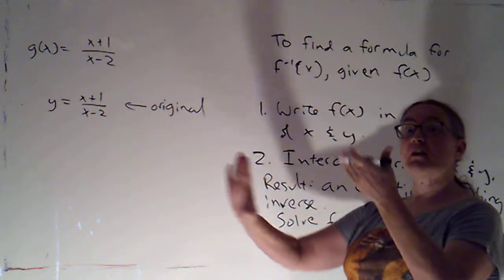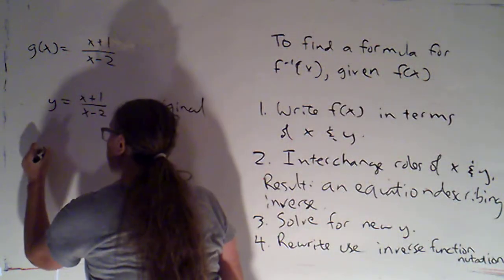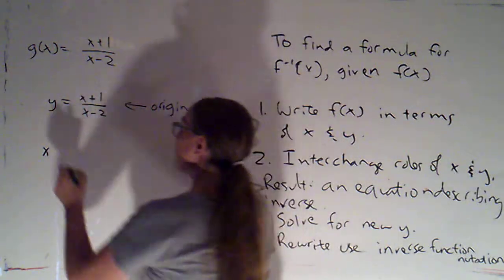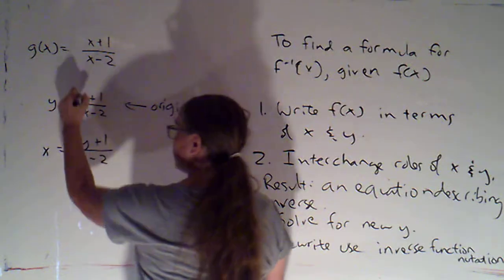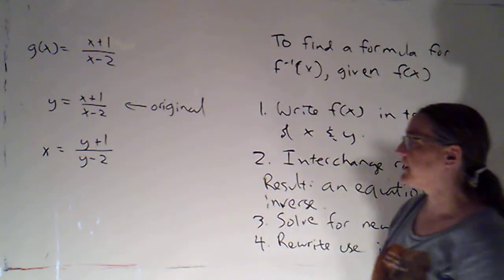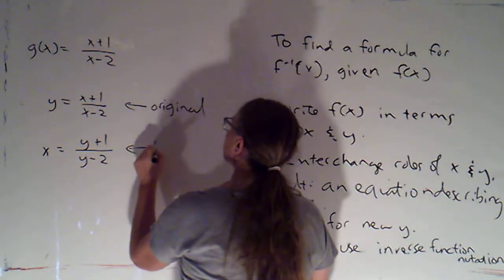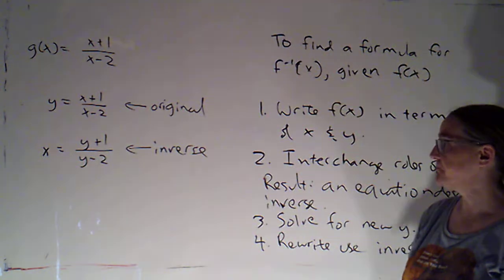Now I'm going to switch the roles of x and y. So everywhere there's a y written, I'm going to write an x. Everywhere there's an x written, I'm going to write a y. Now here x was written in 2 places, so I've got to write the y in both places. This now describes the inverse function.